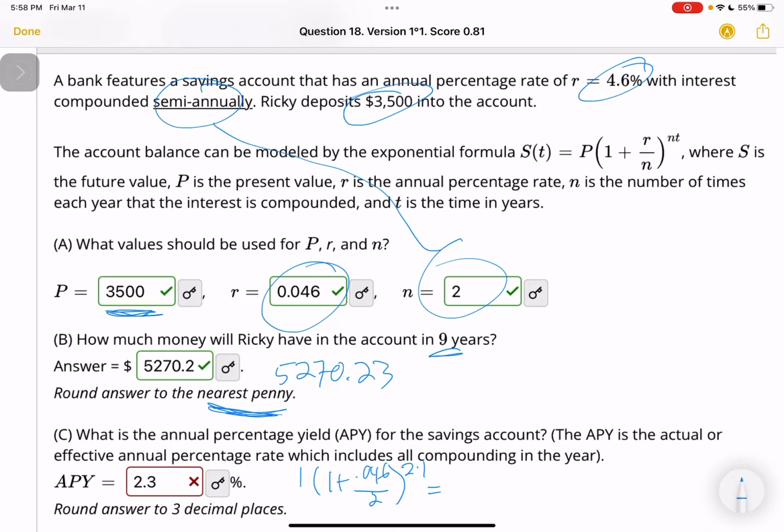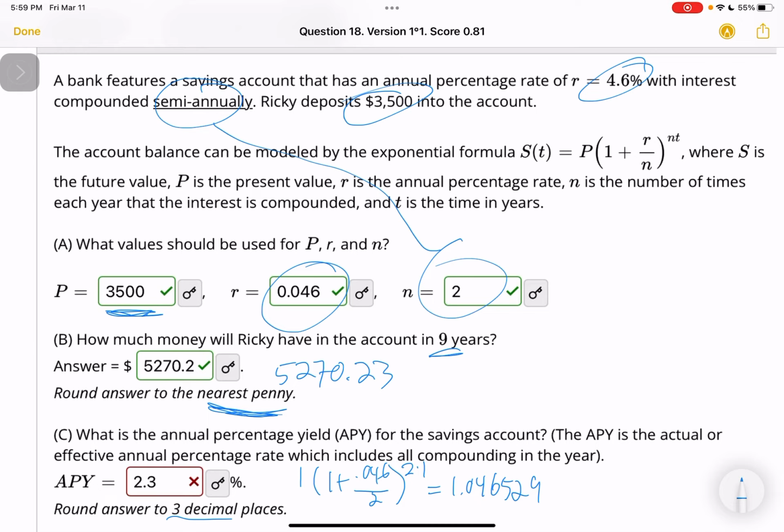So we look at this number. Let me see what I get out of this. Parentheses 1 plus 0.046 divided by 2, to the power of 2. Helps when I hit the power button like that. Doesn't look right to me. To the power of 2. And I get 1.04659. Now they want this to 3 decimal places.